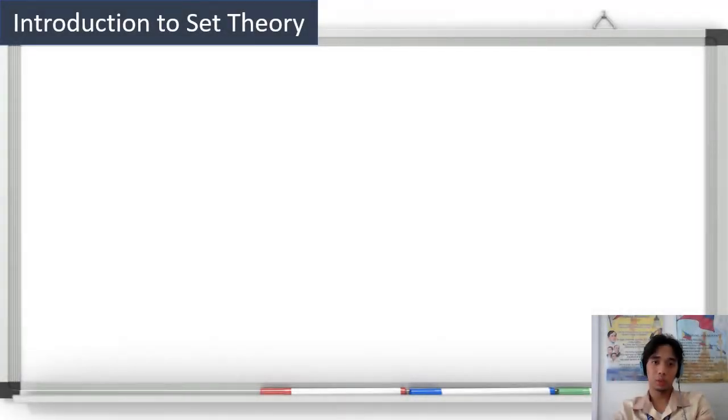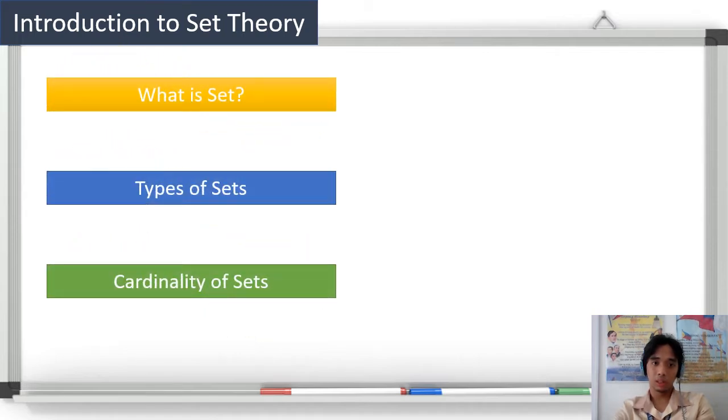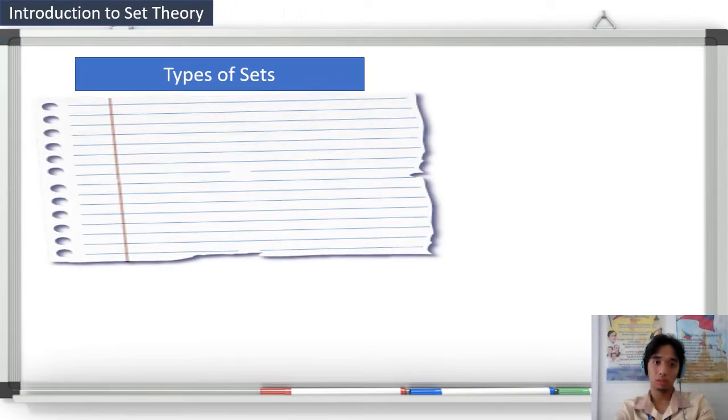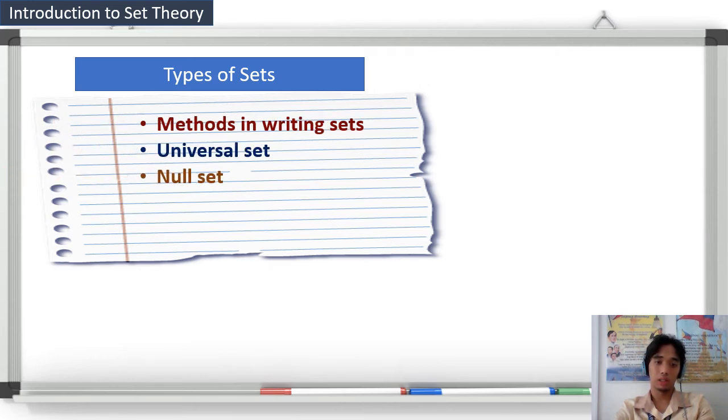Grade 7. So we are now on part 2 of our lesson. We are now done with the first topic of this lesson, which is what is a set. And let's proceed to the second: types of set. In this lesson, we are going to find the methods in writing sets, the universal set, the null set, and the proper and improper subset. So let us now begin.